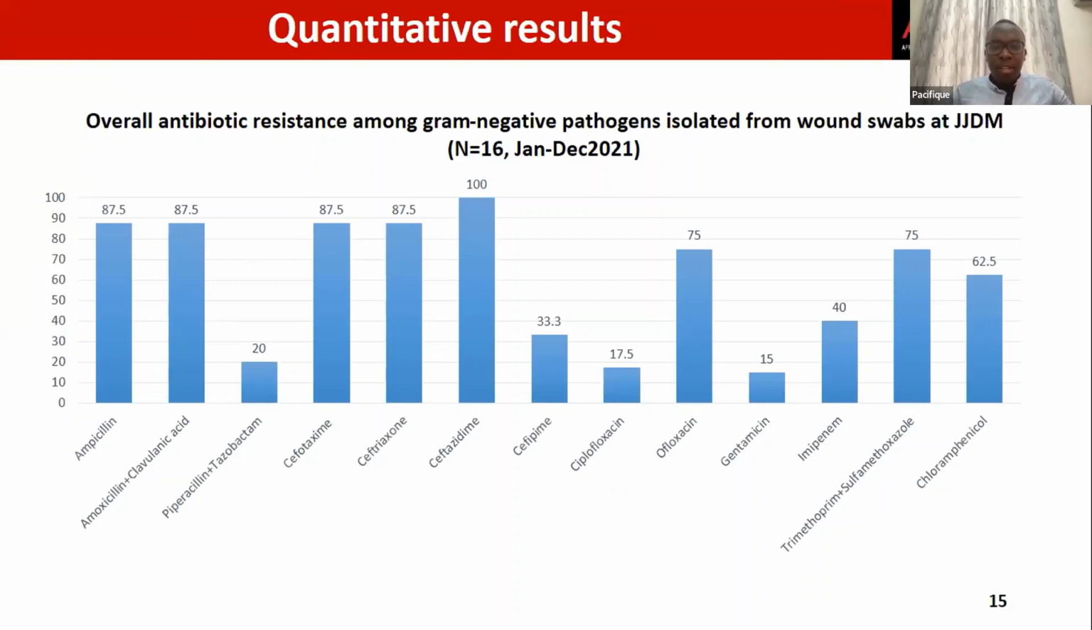We can see from this graph that resistance patterns are still low for gentamicin, ciprofloxacin, cefepime, but also piperacillin-tazobactam. But we can see they are very high for the most commonly used antibiotics, which is really a cause of concern.